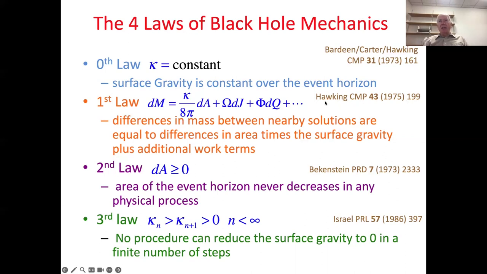This is what Hawking formulated after he was able to demonstrate black holes had temperature. Bekenstein, as I already mentioned, came up with the second law, that the area of the event horizon never decreases in any physical process, analogous to the way that entropy never decreases in any physical process. And the third law was formulated in the 80s by Werner Israel, and it basically states that no procedure can reduce the surface gravity to zero in a finite number of steps. So if you do something to a black hole, if it radiates, if you manage, for example, to shrink the area by perhaps throwing in some kind of opposite charge, you can't reduce the surface gravity to zero in a finite number of steps.